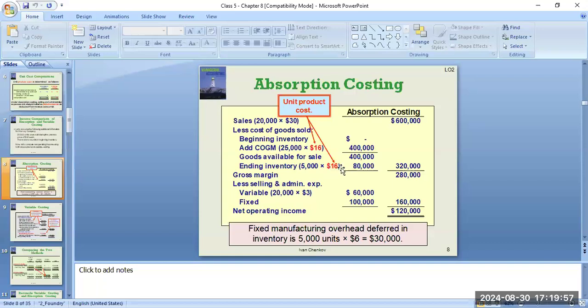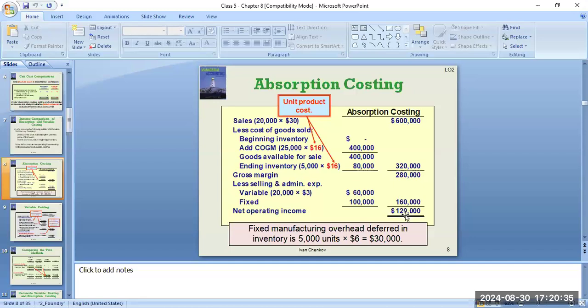But 5,000 at $16 is $80,000, which gives us the ending inventory balance. That means our cost of goods sold is $320,000. On the operating expenses, we have selling and administrative expenses, variable and fixed, of 100,000, which is 160,000 in total. So our operating income is $120,000.